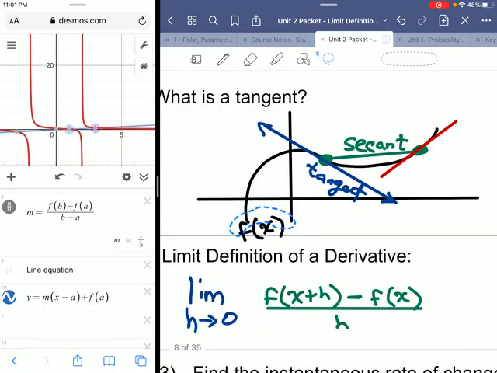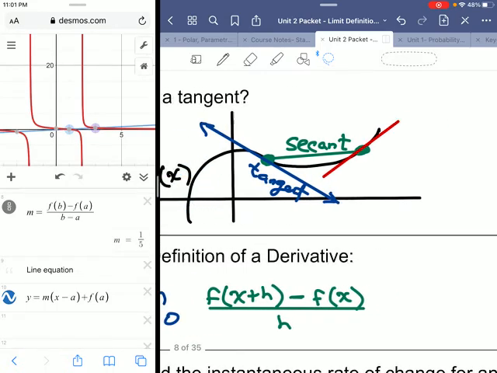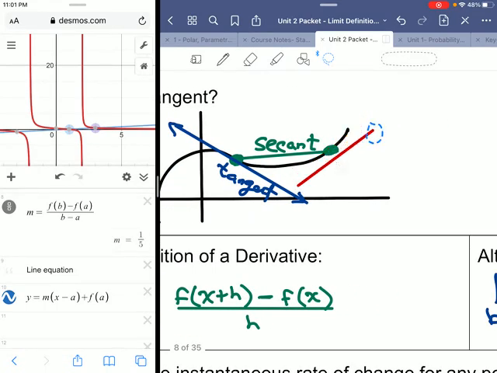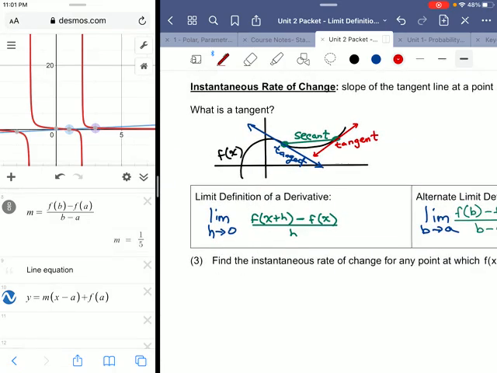Just move this down over here. So when I move that first point towards the second point on the right hand side, that secant line becomes more and more like a tangent line. All right, so on a function you could have infinitely many tangent lines.